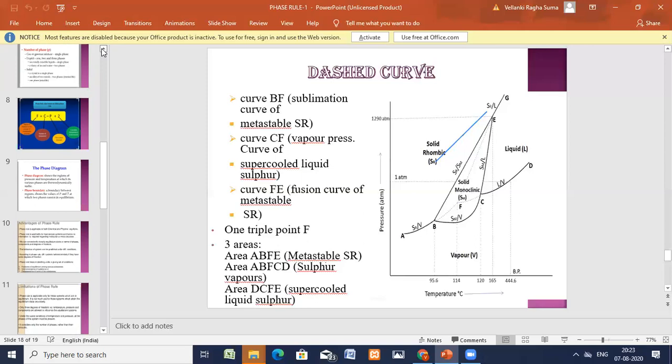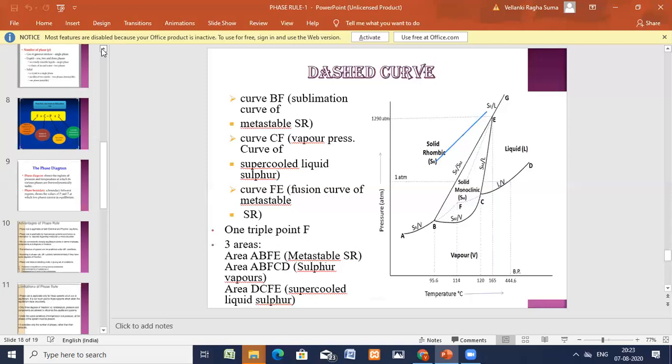How is the variance? Is it bivariant, or invariant, or else univariant? Is it temperature dependent or temperature and pressure dependent? What are the degrees of freedom? The degrees of freedom of a system is nothing but the number of factors, namely temperature, pressure, and concentration, that can be varied for the different phases in equilibrium. So degrees of freedom can be known.